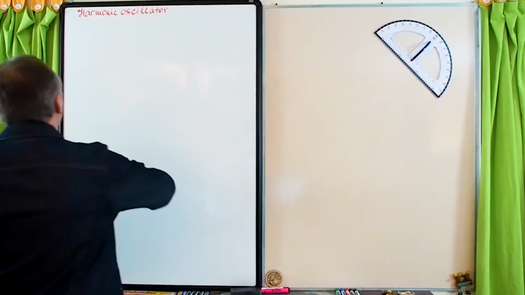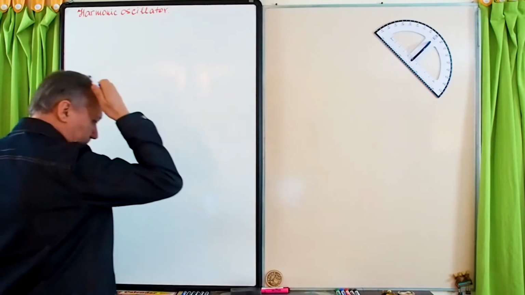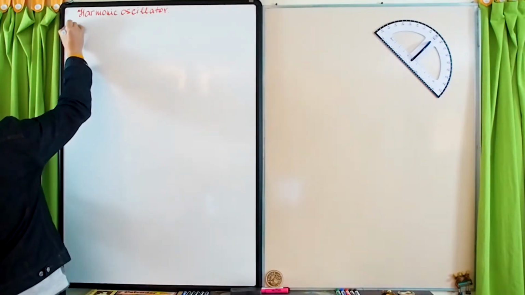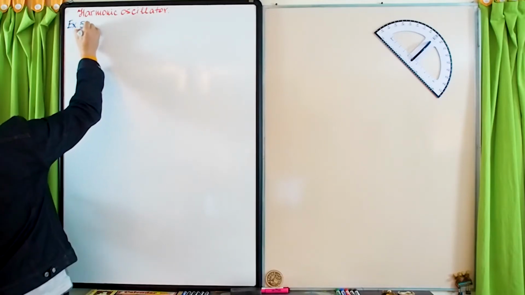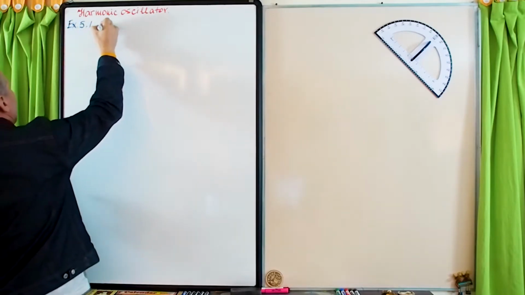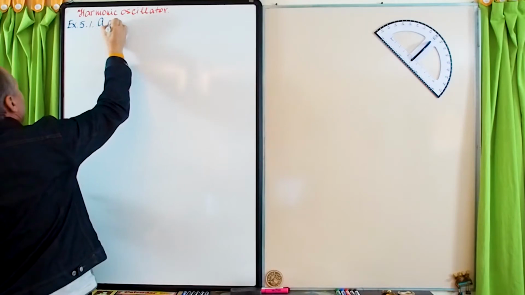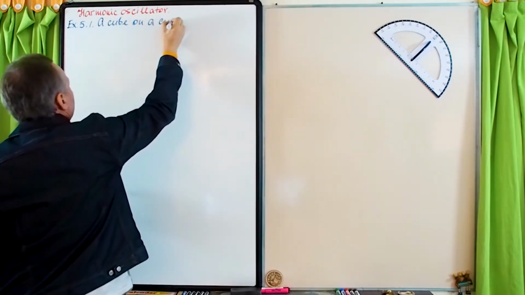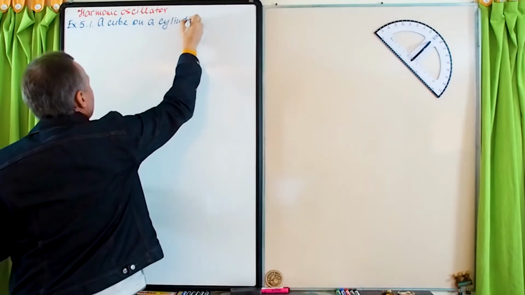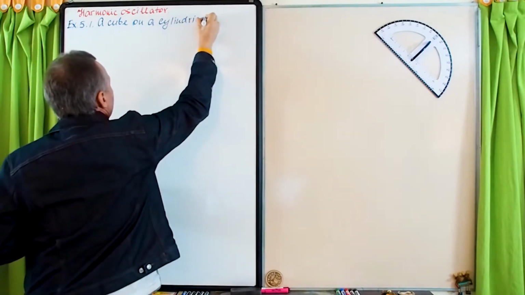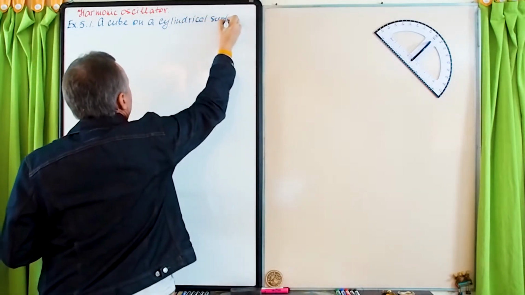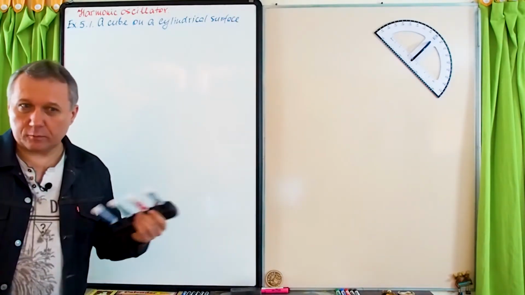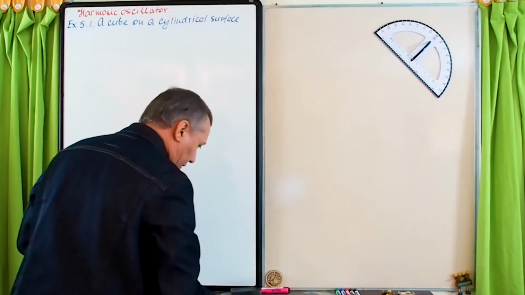So that was the example. Okay, so this is example 5.1. All right, so that is a cube on a cylindrical surface. It's related to that example. And we derived the expression for the potential energy.